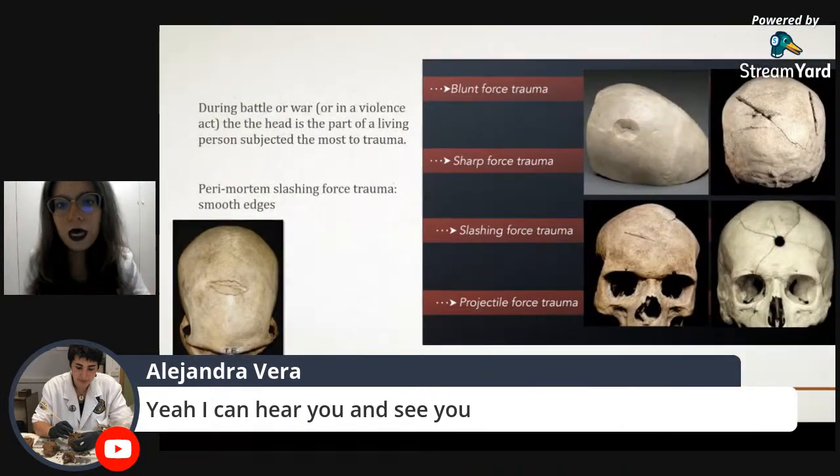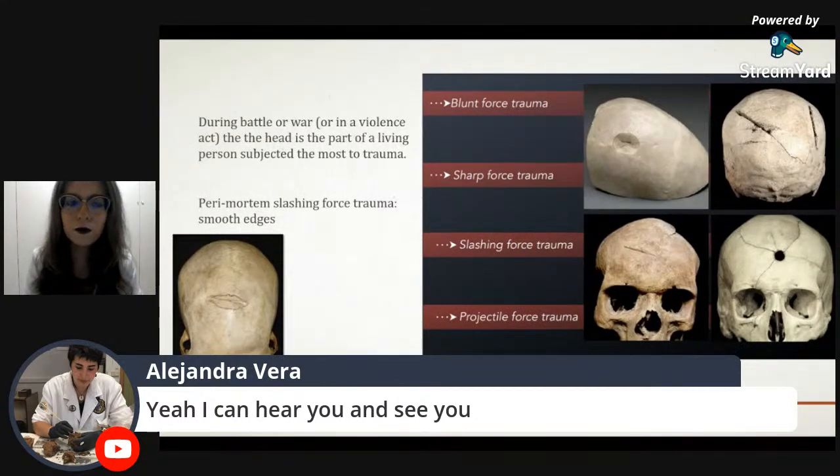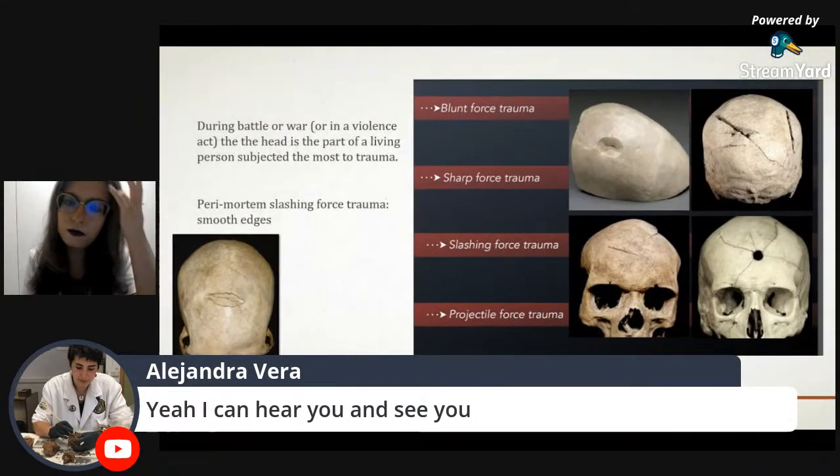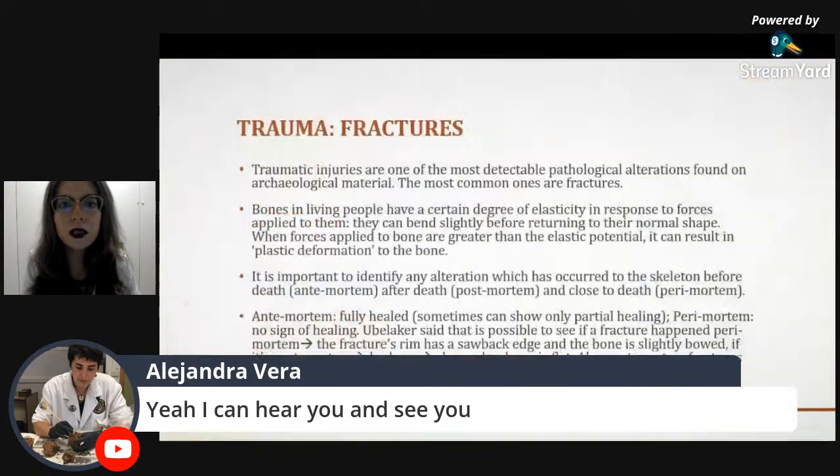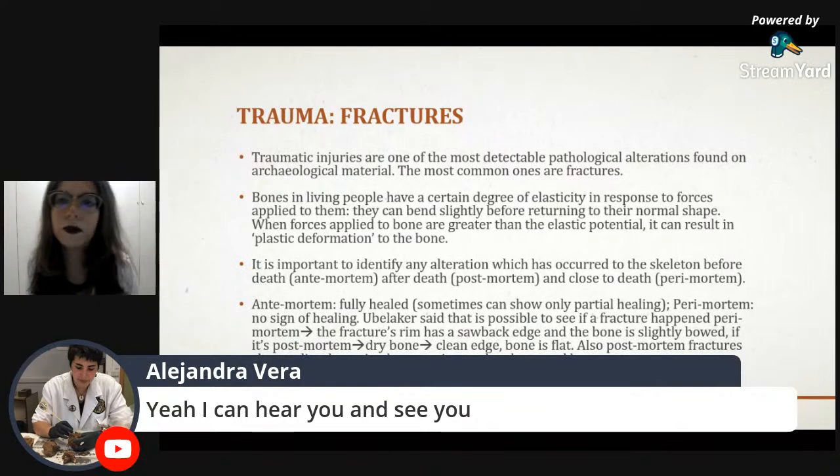So many times it could happen that a person, let's say a warrior of a past society, is wounded, but did not die right away. Sometimes they could die after weeks, months, sometimes even years. So we have to remember this.